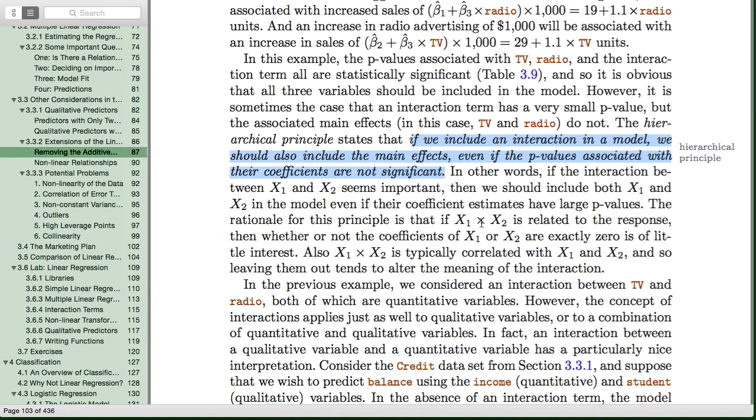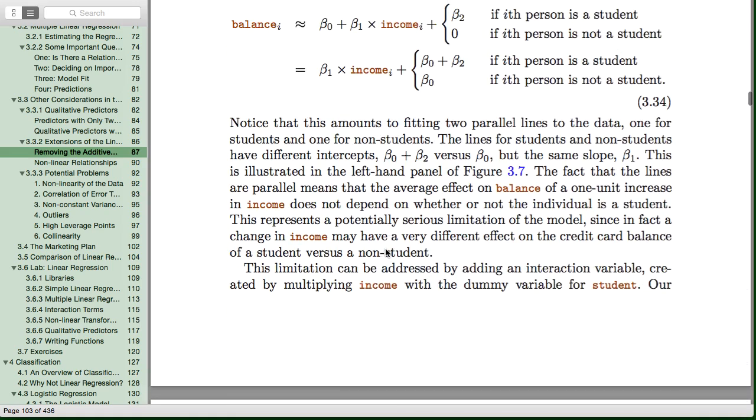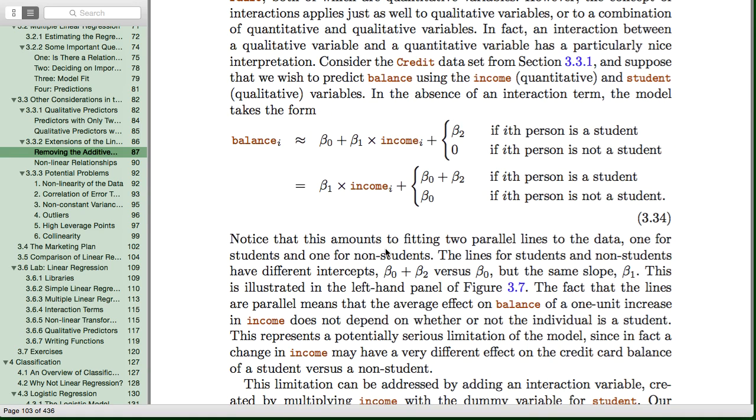Here it is. If x1 times x2 is related to the response, then whether or not the coefficients of x1 or x2 are 0 is of little interest. Well, that's not much of a rationale. Also, x1 times x2 is to some extent going to be correlated with x1 and x2 individually. So leaving them out will tend to alter the meaning of the interaction. I don't think that's a really great rationale, but that's the way it is.